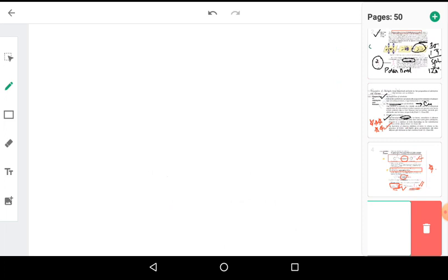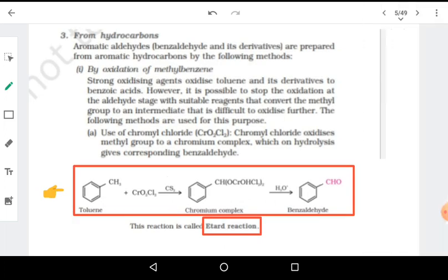So let's remove this blank slide, and here we go. Third method, from hydrocarbons. When we talk about hydrocarbons, we are mainly focusing on aromatic. We can do it for aliphatic also, but mainly we are discussing aromatic here. First one, we are taking toluene. Toluene is treated with CrO2Cl2. What is that? Chromyl chloride, right? We are treating it with chromyl chloride in the presence of a low polarity solvent such as CS2, carbon disulfide medium. We get a complex like this, and this complex on hydrolysis will give us benzaldehyde.